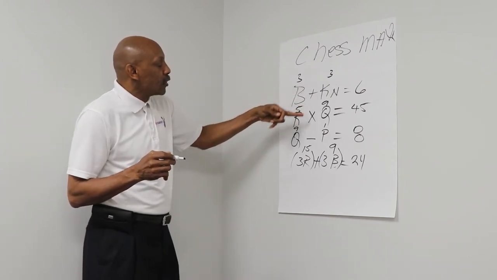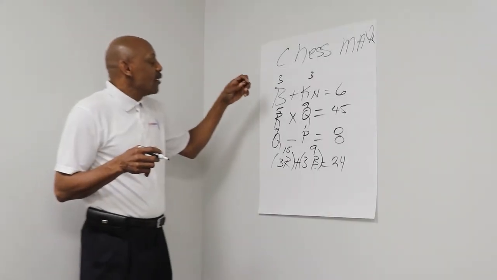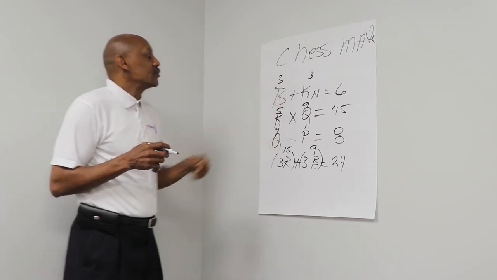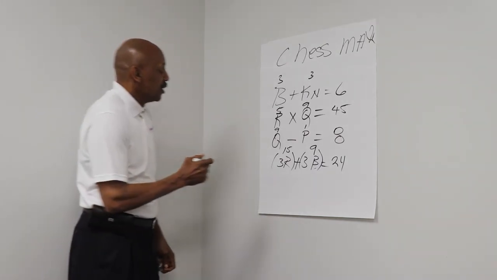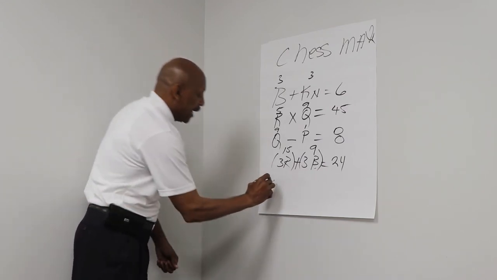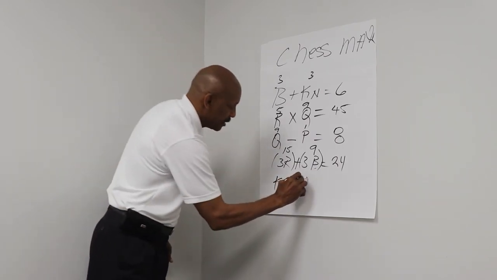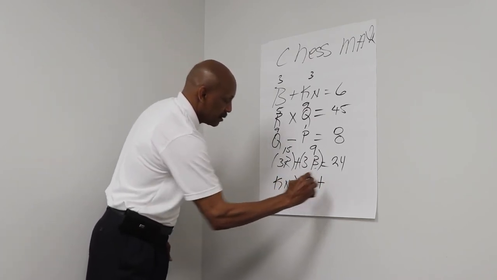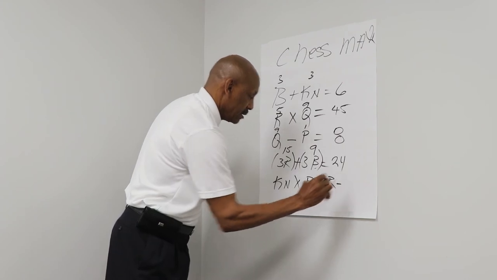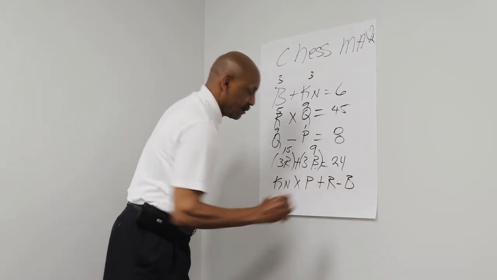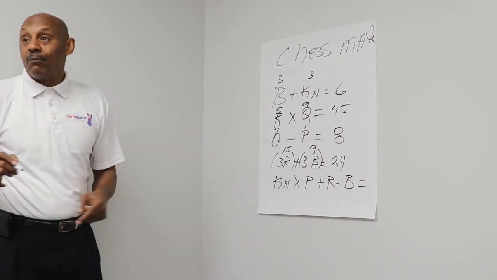We're gonna integrate all three of these mathematical symbols into one equation. Okay, now we're gonna use all three symbols: the multiplication symbol, the addition symbol, and the subtraction symbol. And we're gonna create an equation. So we're gonna say Kn times P plus R minus B, okay, equals. Now we're using all three of your core mathematical symbols, okay?